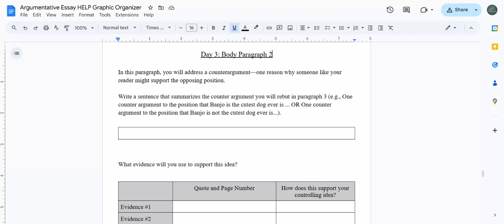Okay, guys, we're back for day 3 in body paragraph 2. Remember, this is our counter argument paragraph, so it can be a little trickier. Okay? It says, in this paragraph, you will address a counter argument: one reason why someone like your reader might support the opposing position. Write a sentence that summarizes the counter argument you'll rebut in paragraph 3.